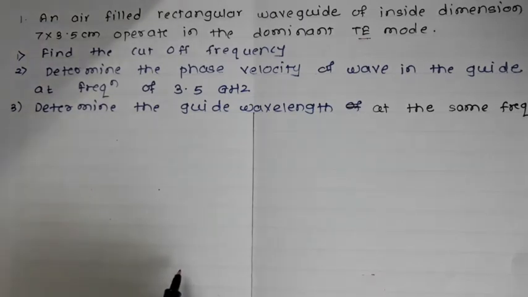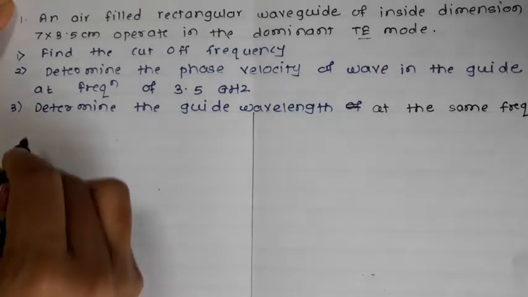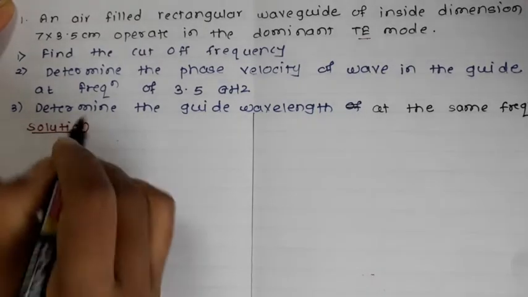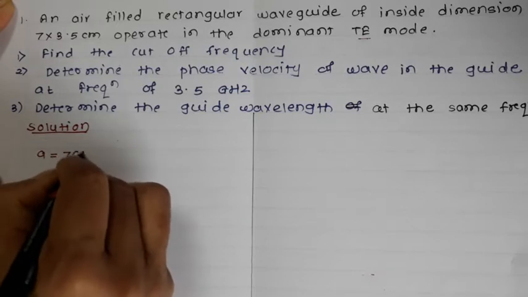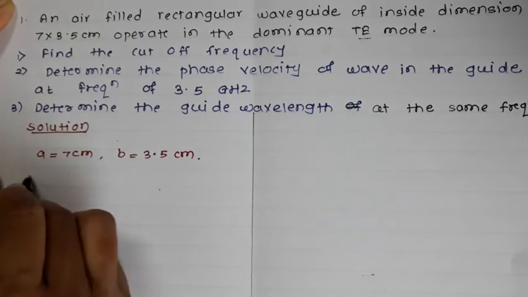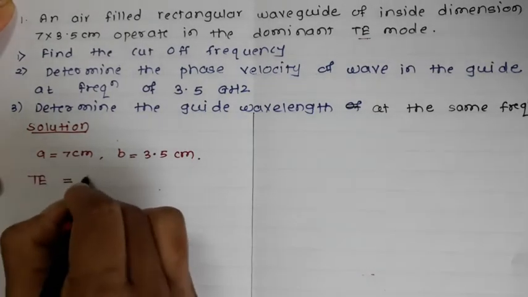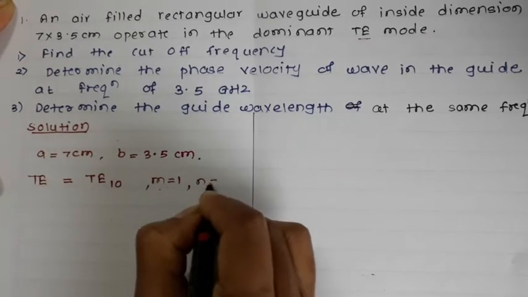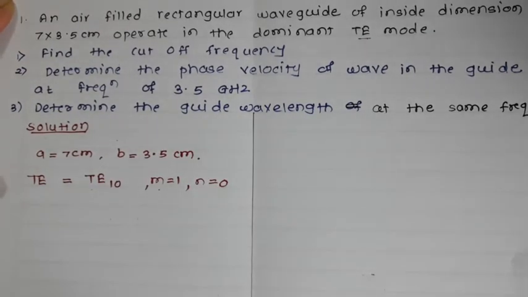Then determine the guide wavelength at the same frequency. So here we'll see which things we know and which things we need to calculate. So here what is given, that we will see. Whenever we are going for the solution, first we'll list out what things are given in the problem. So a is 7 centimeter, b is 3.5 centimeter, mode is a TE dominant mode, which is nothing but the TE10 mode. So m is equal to 1 and n is equal to 0. So these things are already given.